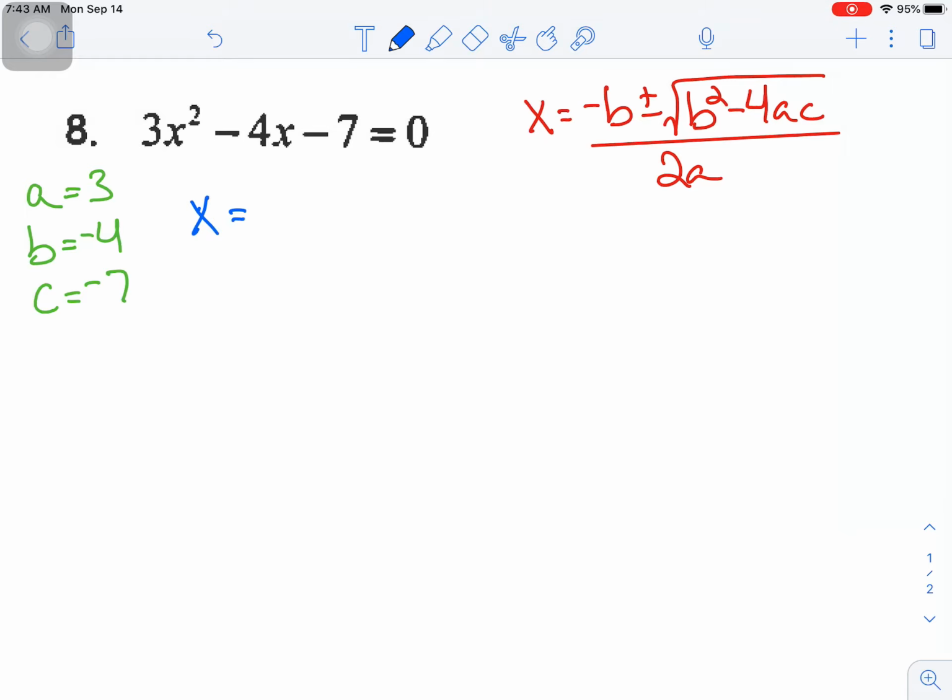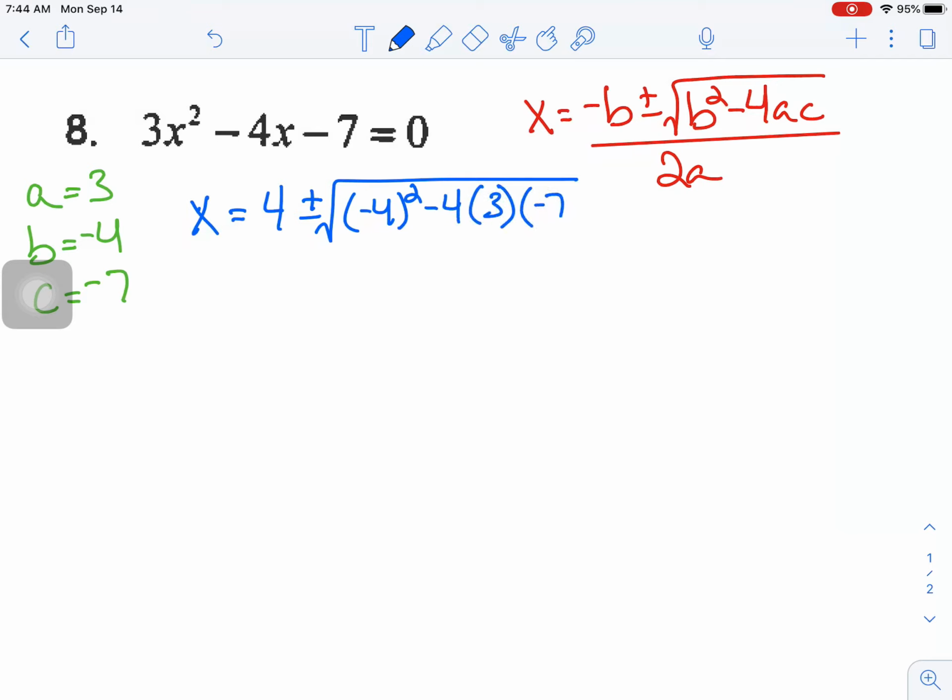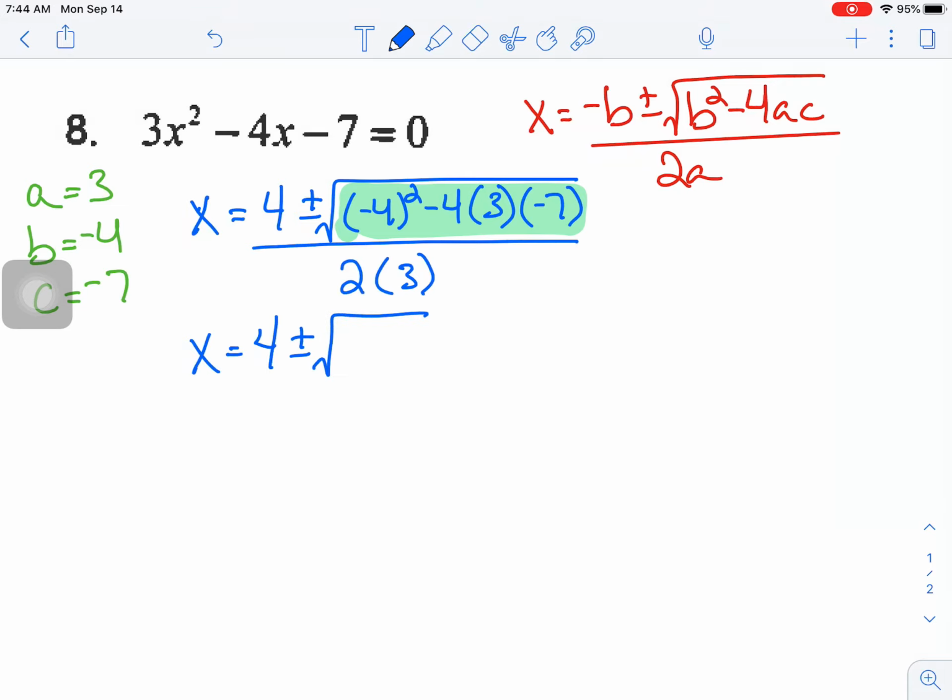So x is equal to the opposite of b. Well, the opposite of -4 would be +4, plus or minus. All right, we're going to do b squared minus 4. A is 3, C is -7, all over 2 times A. All right. So in the same way that I did simplification in the past, I'm going to take everything under this square root and throw it into my handy dandy calculator because that's not going to happen in my head. So let's see. -4 squared minus 4 times 3 times -7 is 100. 2 times 3 is 6.